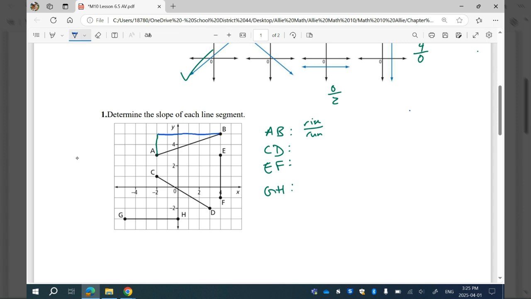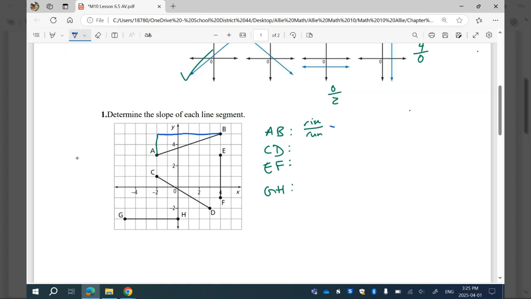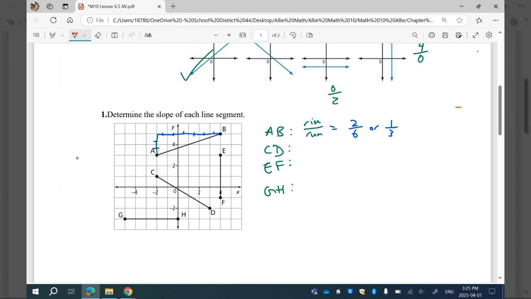So it looks like we go up 2, we rise 2. And so there's our 1, 2. And it looks like we run 1, 2, 3, 4, 5, 6, 2 over 6, or 1 over 3. And you can see the 1 over 3 also if we just went up 1 and over 3, we would also find we get a little extra dot right there. So that's just our rise over run, a kind of simple way of showing that.